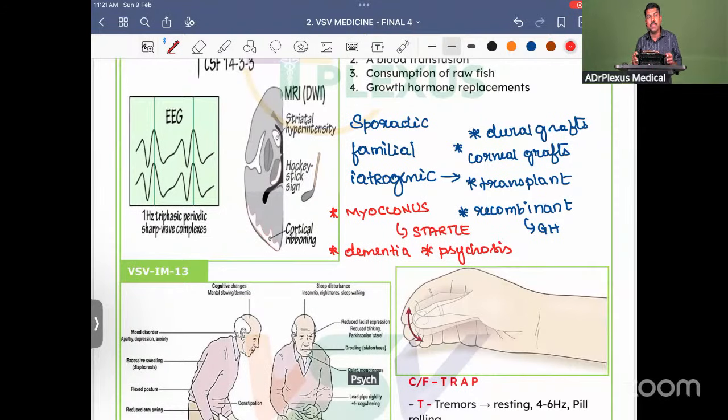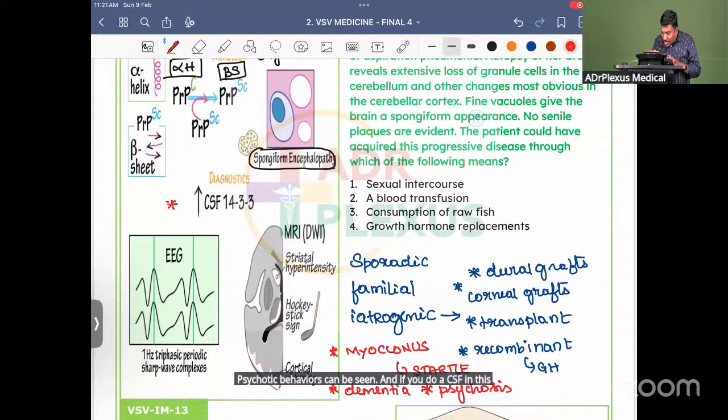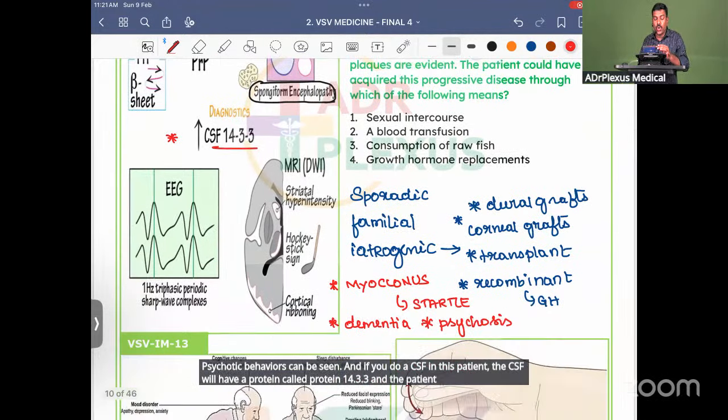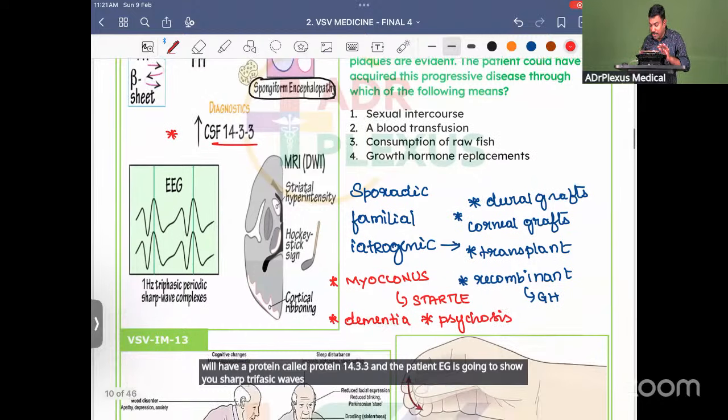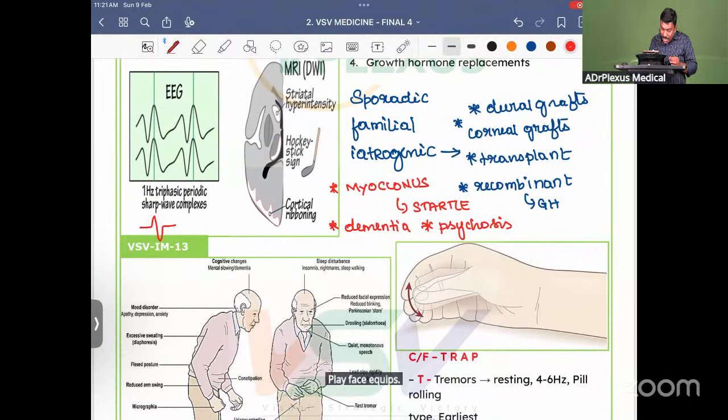Psychotic behaviors can be seen. And if you do a CSF in this patient, the CSF will have a protein called protein 14.3.3, and the patient's EEG is going to show sharp triphasic waves. Okay, this is called 1 hertz triphasic waves.